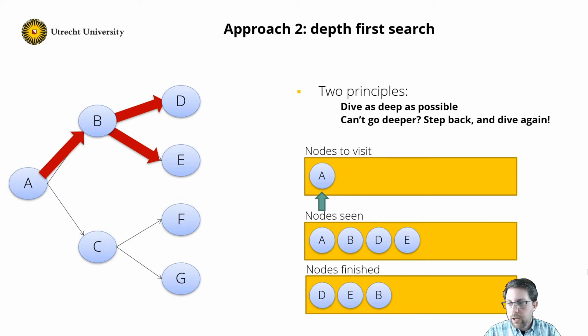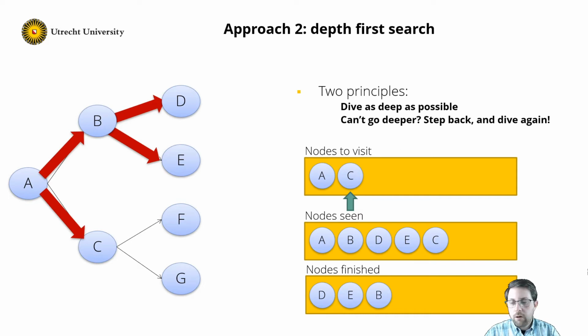So I'm back in A. Now let's look at A. It still has one child left, namely C. So I can start visiting C. I'm going to visit C, and I can add it to the nodes seen list. So this is the basic idea of the algorithm.